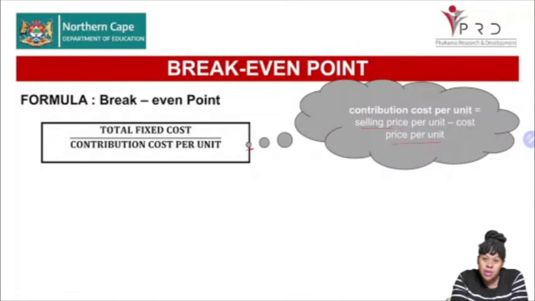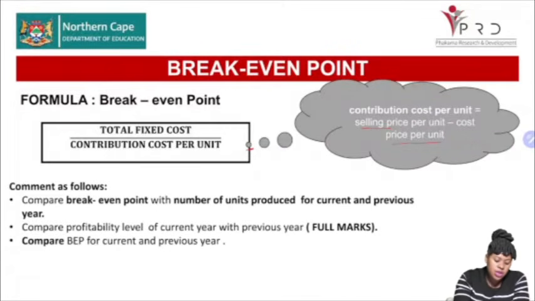So it depends as well how the examiner will provide the information. Sometimes the examiner will talk about the contribution cost per unit, and if you're not familiar with the term, then you will not understand that they are talking about the selling price per unit less the cost price per unit. So just be very aware of this term called contribution cost per unit.